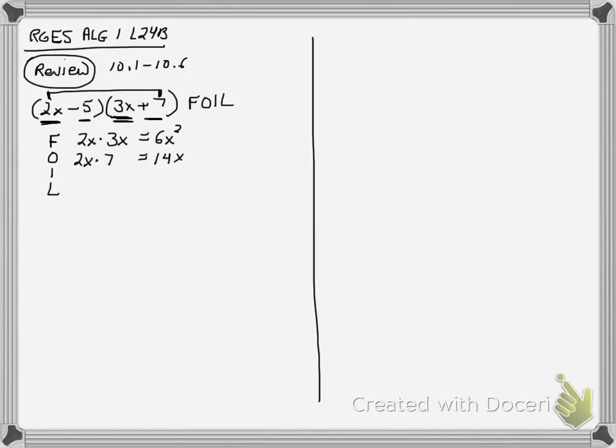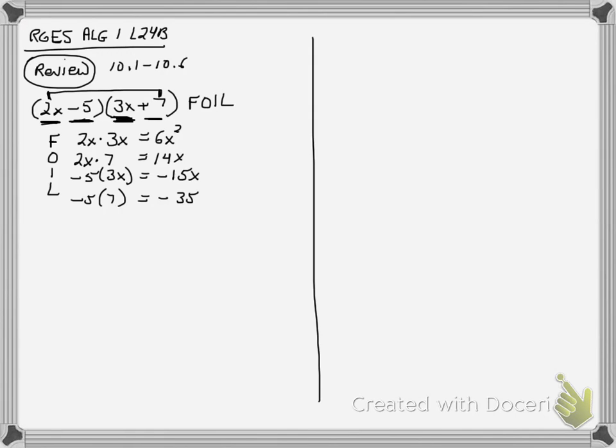My inner terms want to be the ones closest together. That would be my second term and my third term, the negative 5x and the 3x. So you always want to include the sign, negative 5 times 3x, and that equals negative 15x. My last terms are going to be my second and my fourth term. They're the second one in each binomial. So this would be the negative 5 times the 7, and that would be minus 35.